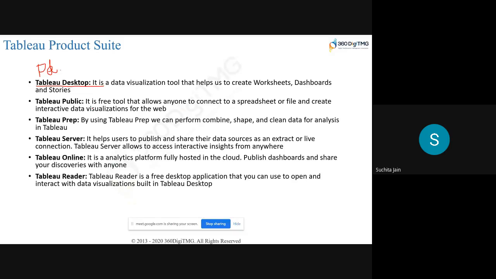Then Tableau Reader is a free desktop application that you can use to open and interact with data visualizations built in Tableau Desktop. So it's a very simple, basic tool that acts as a reader. It just opens your files. Okay. So these are the different Tableau products available.